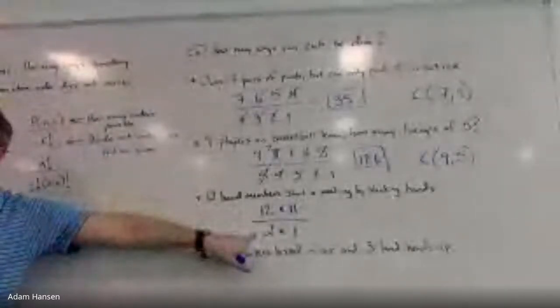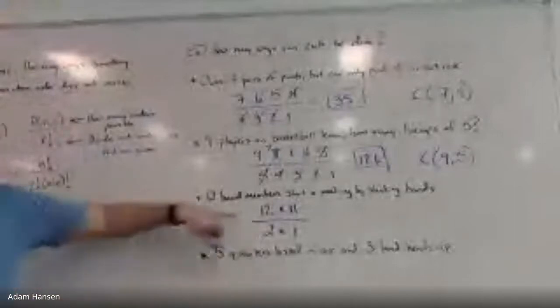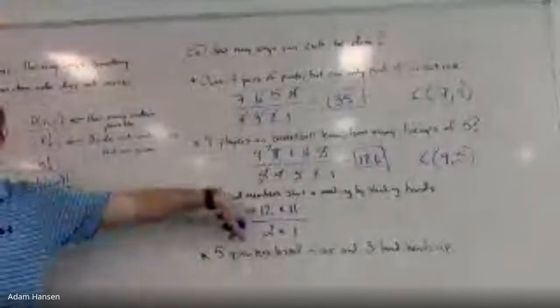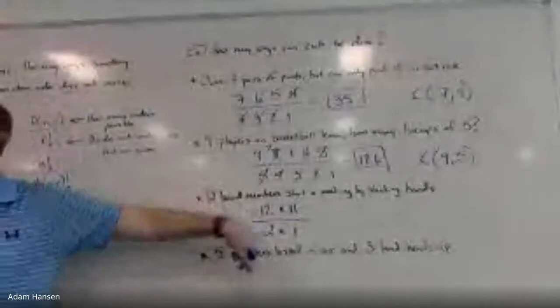I don't want to double count because there's no difference between me shaking Maddie's hand and Maddie shaking my hand. 12 times 11 is counting too many of them. How many ways can I arrange the same 2 people I've selected? 2 times 1.